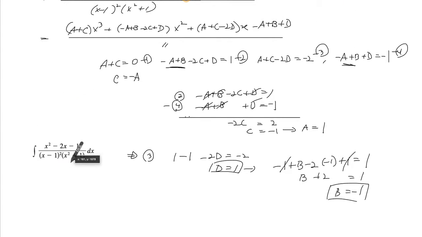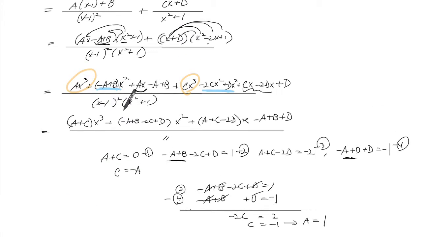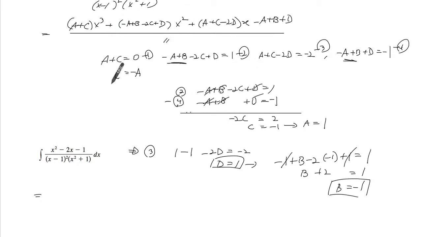All right, let's bring this down here. So this will be, from this form here, let's write it. A was equal to 1, so 1 over x minus 1. B was equal to negative 1, so negative 1 over x minus 1 squared. C is equal to negative 1. Actually, it's Cx plus D, so it's negative 1x plus D was equal to 1.